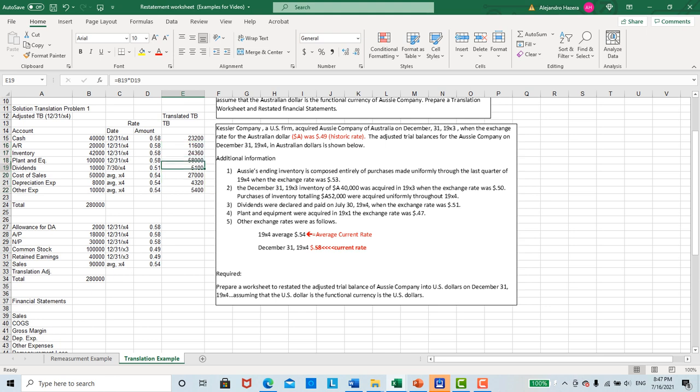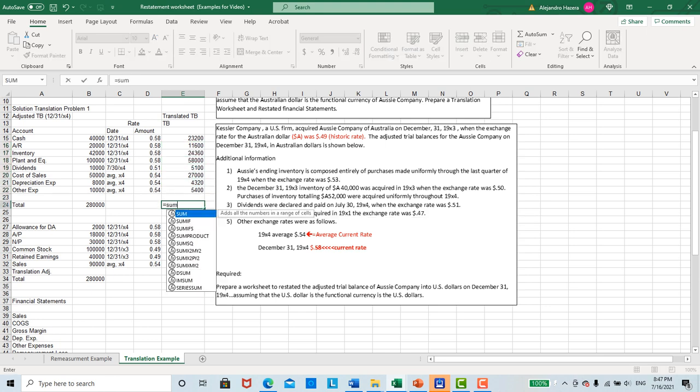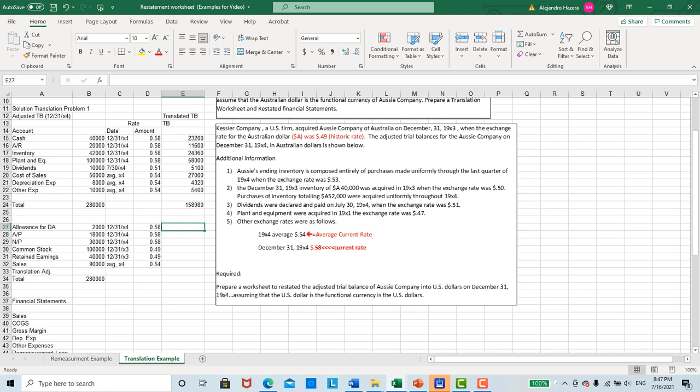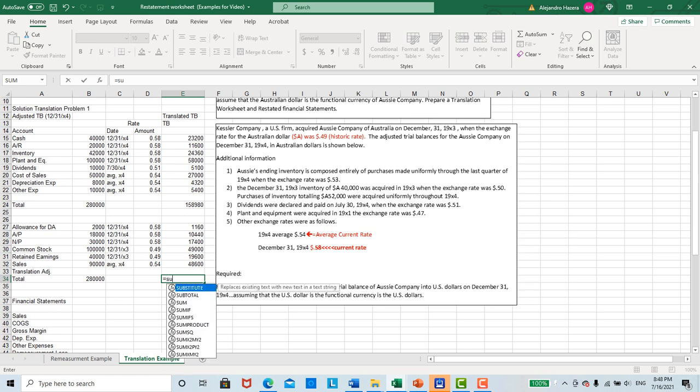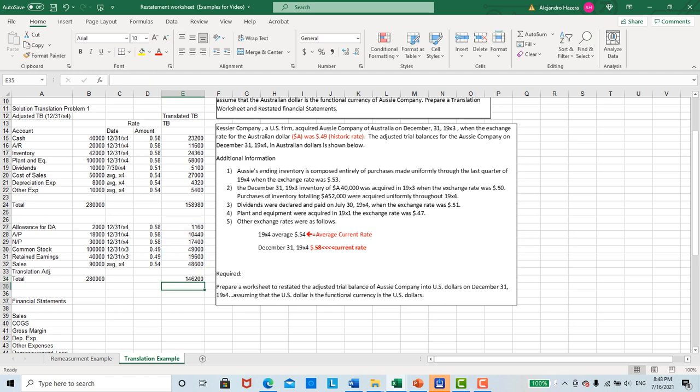Just multiply these things out, and we're going to sum these things up here, which we get 158,980. Looks good. Let's go ahead and multiply everything else down here. Okay, and to get the translation adjustment, let's go ahead and total this thing, which is equal to the sum of these things right here. Let's see if this works.